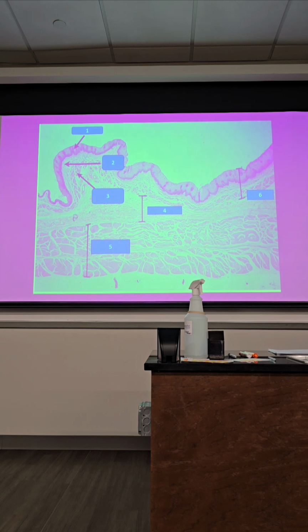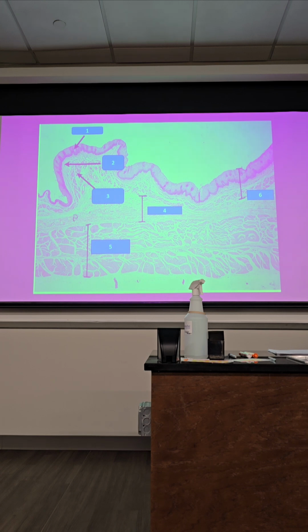Since we're dealing with the esophagus, what's number two? Lamina propria. What's number three? Muscularis mucosa. Okay, what's number four? The submucosa. What about number five? Muscularis externa. What about number six? Mucosa. That's just a mucosa.